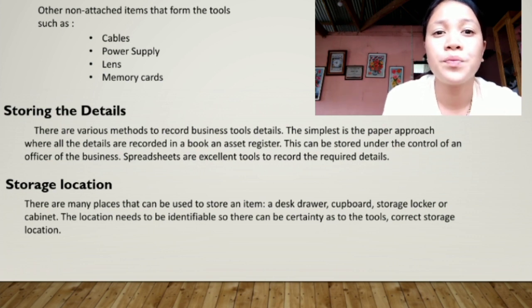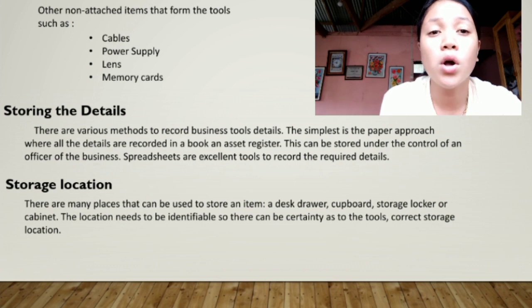Storing the details. There are various methods of recording business tool details. The simplest is the paper approach, where all the details are recorded in a book or an asset register. This can be stored under the control of an officer of the business. Spreadsheets are excellent tools to record the required details.